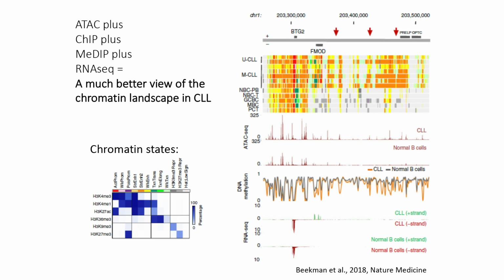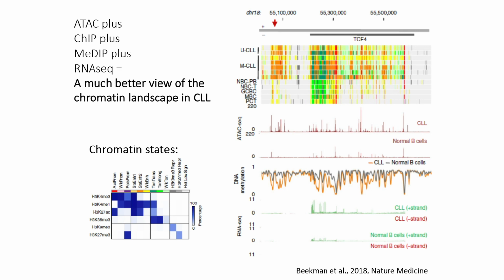So we can see a much better view of the chromatin landscape when we combine several histone modifications. We combine that with the survey of open chromatin, that's ATAC-seq, and we also look at DNA methylation and RNA-seq. We can get a complete look at the chromatin landscape in this disease. So let's look at one other locus. That's the TCF4 gene that they also studied here.